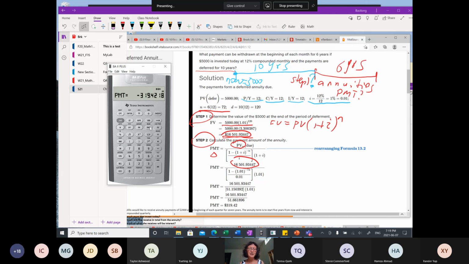Lastly, you compute PMT. Again, to get a positive number, you press this. See, exactly the same number we get here. $319.42.